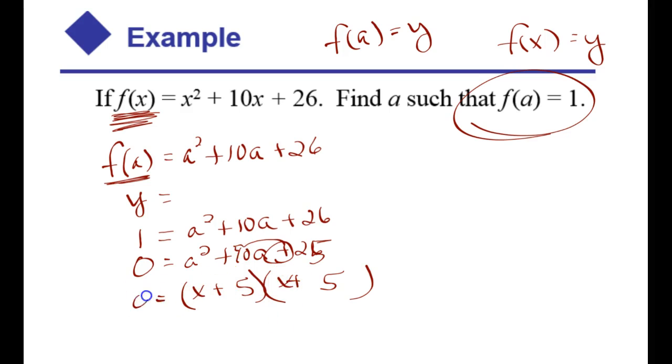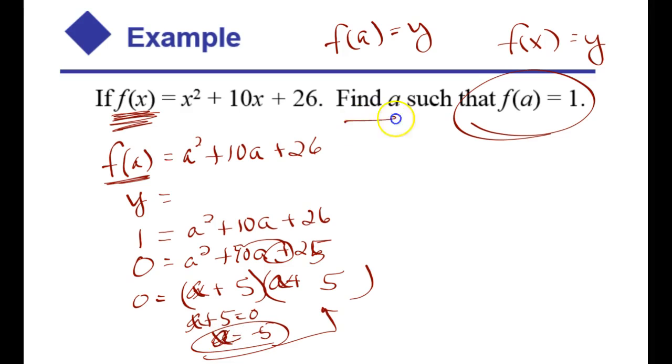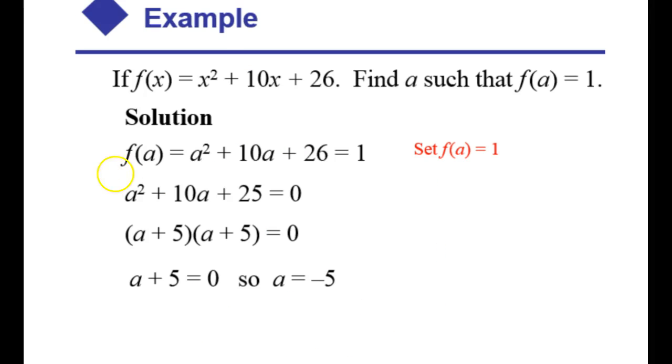And once again, if I set these equal to 0, I get x plus 5 equals 0 when x is negative 5. And the same thing over here. Oops, but I don't have an x, so sorry. I should have said a. Those are all a's. And so it says find a, and I think I found it. A is negative 5.